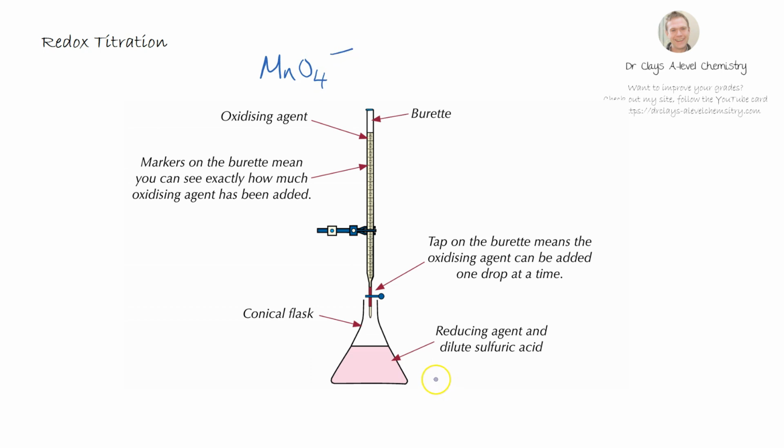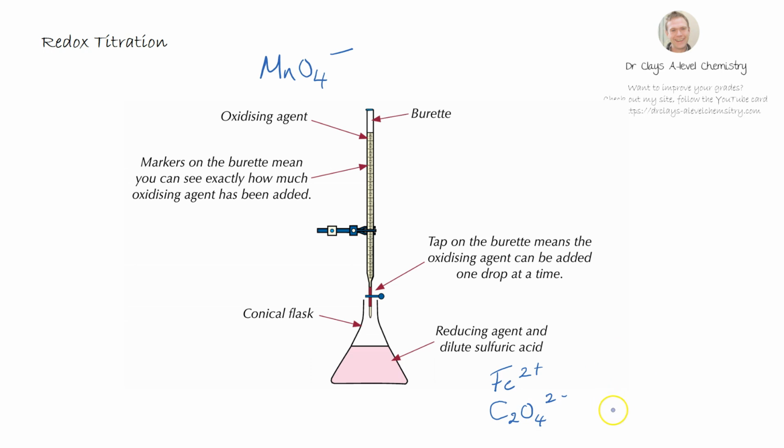And then into the conical flask we've got the other substance, and that's going to be the thing that is oxidized, and we'll be seeing that this can be either Fe2+, iron 2+ in some form, or it can be ethane dioate, which is C2O4 2-.